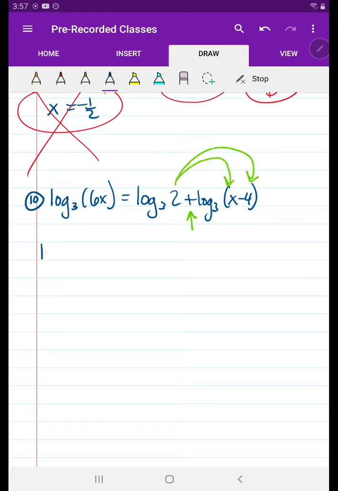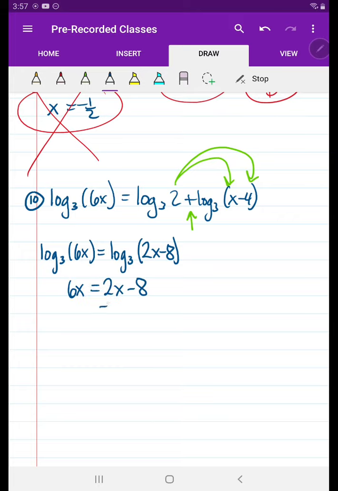And so we'll have log base 3 of 6x is going to be log base 3 of 2x minus 8. So I just took that 2 and distributed it across those parentheses. So now I have one log on either side, so I can drop my logs, and I'll get 6x equals 2x minus 8, and I'll solve this. So I'll subtract 2x from both sides, and I'll get 4x is negative 8, divide everything by 4, and x is negative 2.